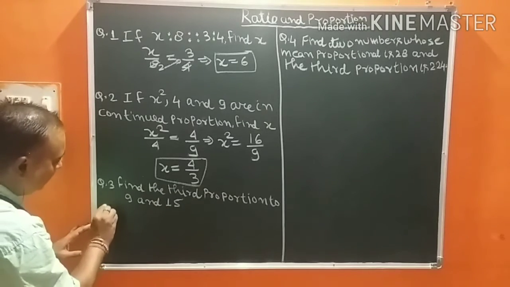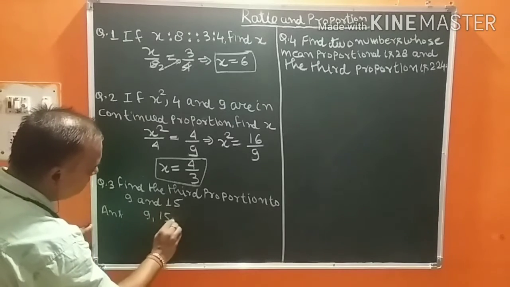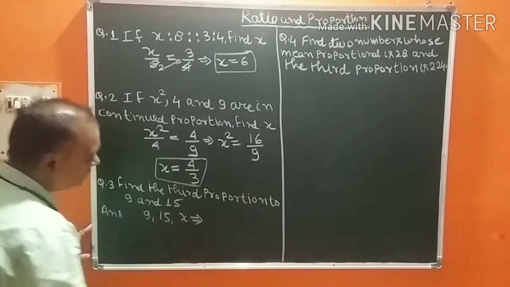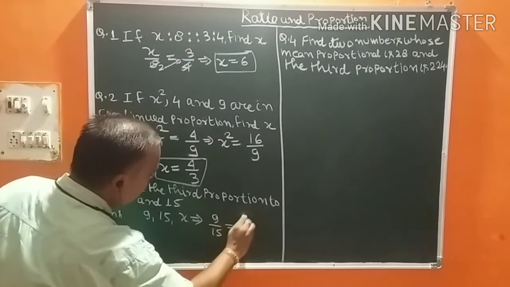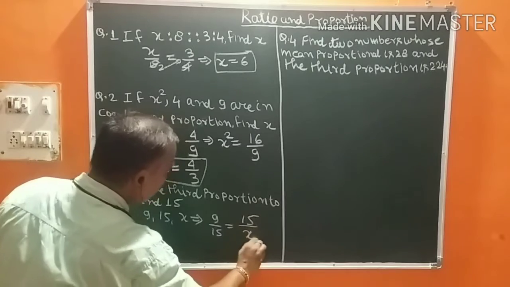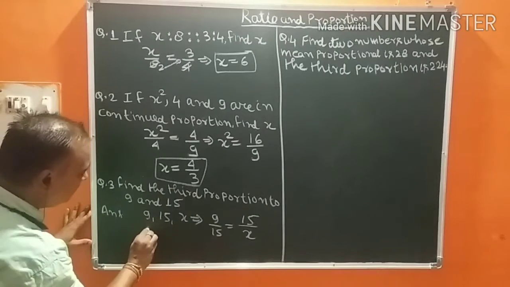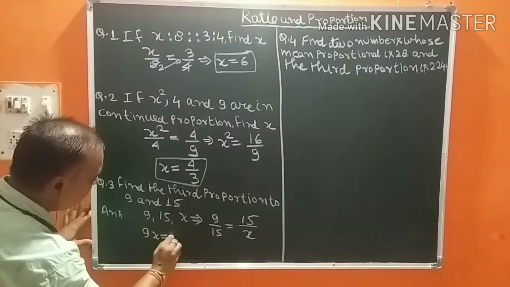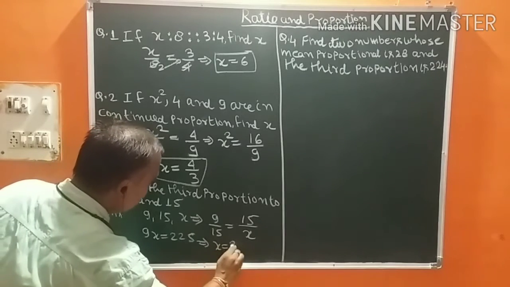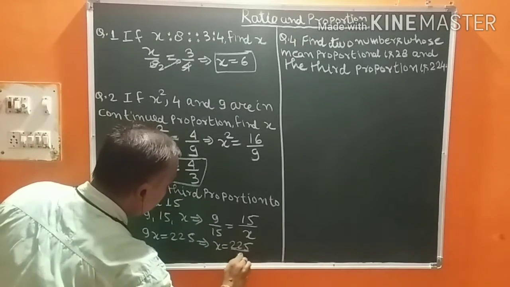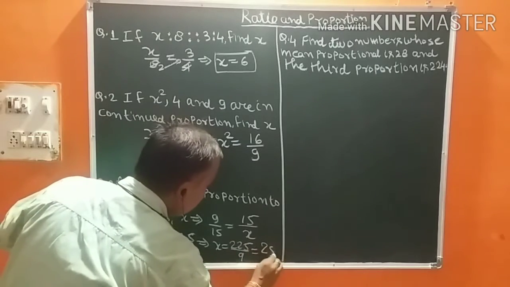So let the third proportion be x. Can we write 9 upon 15 equal to 15 upon x? It is clear? 9 upon 15 equal to 15 upon x. Now just cross multiply. So we can write 9x equal to 225, or x equal to 225 upon 9, that is 9 twos are 18, 9 fives are 45.